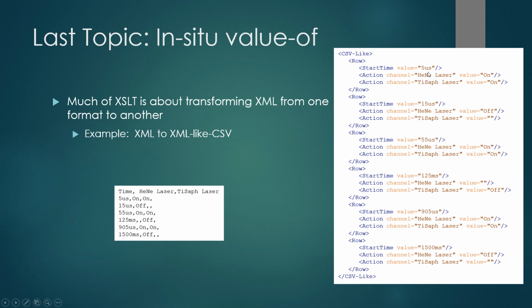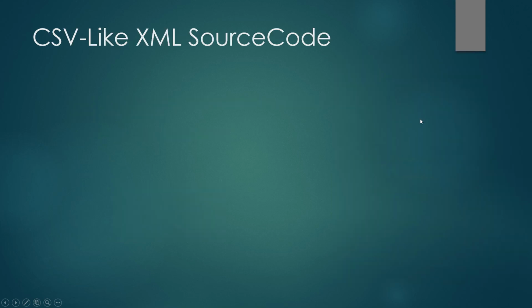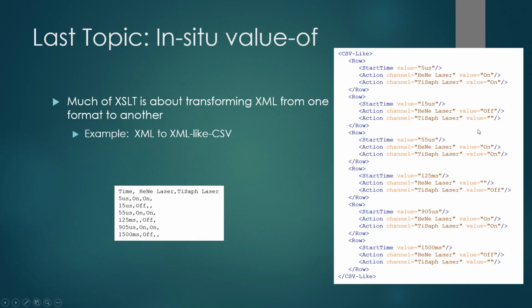They're called actions now. They're no longer their own tags. All actions are the same, and they all have the channel, and it's in the same order every time. Even when, like this one here, this TISAF does nothing, so it just has a blank value, but it still has an action associated with it, just like we needed with the CSV. Order is always the same. Both of them are always there. Start times are the same.